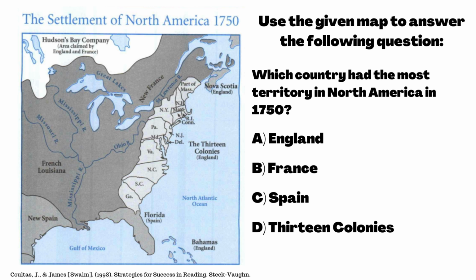Use the given map to answer the following question. Which country had the most territory in North America in 1750? A. England. B. France. C. Spain. D. 13 colonies.